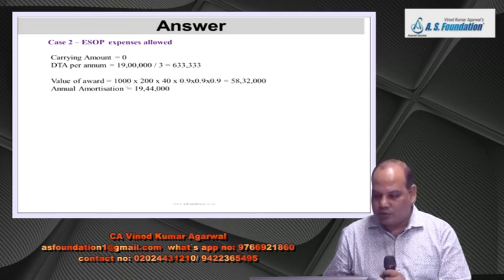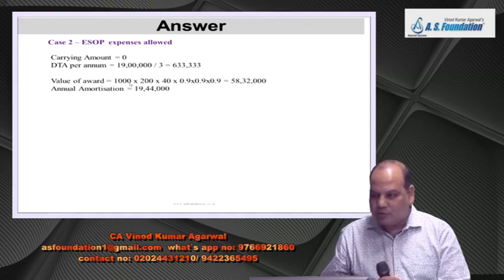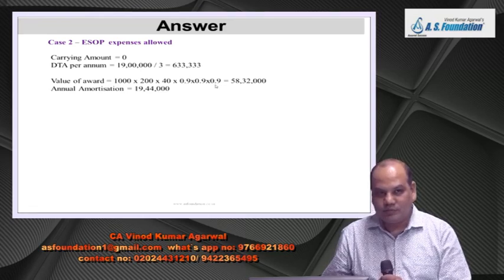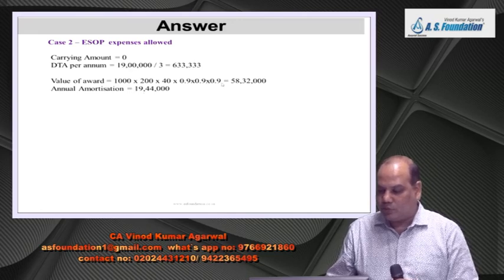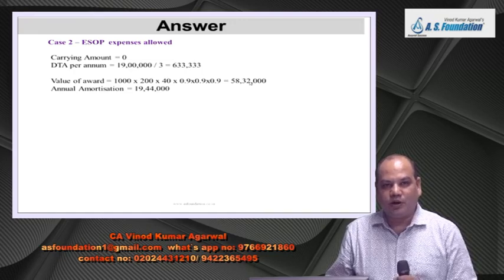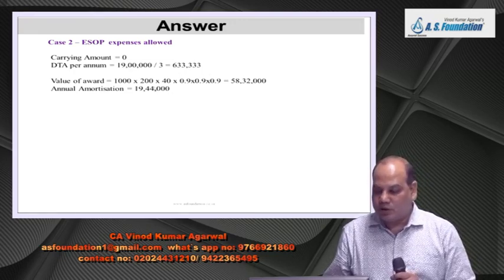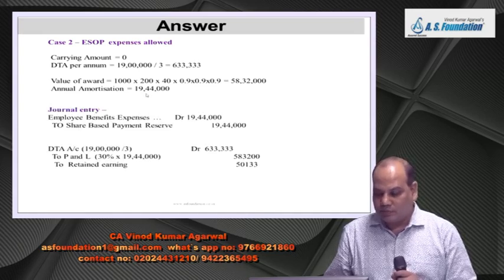Now the next line item, value of award. 1000 is your number of options, and 200 is employees, and 40 is the fair value. And the turnover rate is 10% per annum. 3 years are involved, so into 0.9 into 0.9 into 0.9 is equal to 58,32,000. For accounting purposes, we will calculate my total cumulative expense. In this problem, as the number of employees is not changing, my annual amortization will be 19,44,000.